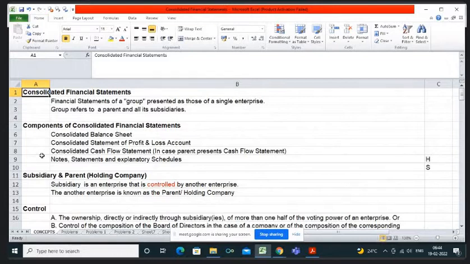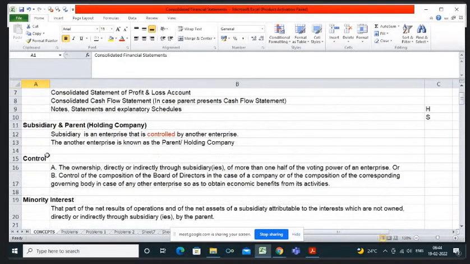We have seen subsidiary is an enterprise that is controlled by another enterprise. In this case, the another enterprise is known as the parent or holding company. How are we going to check control? Control means either more than 50% of the voting power or the power to control the composition of board of directors. That is, the holding company has powers to appoint or terminate the board of directors.